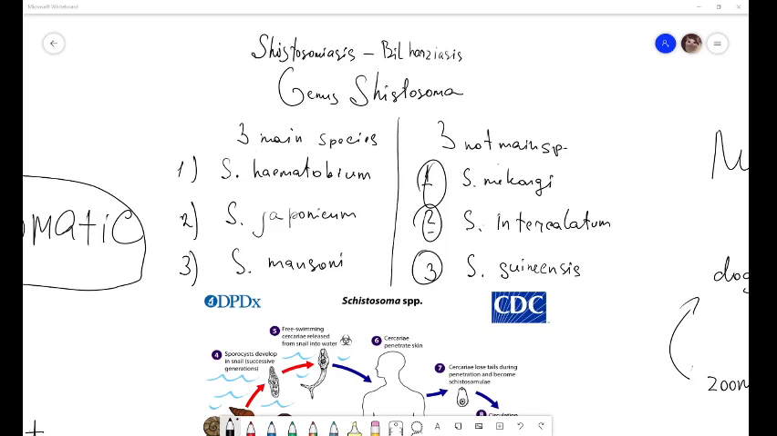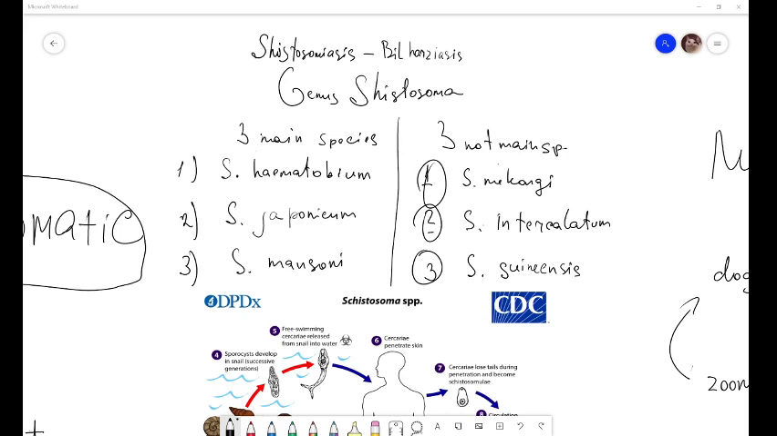Okay, and we go to learning schistosomiasis. Another name of schistosomiasis is bilharziasis. Schistosomiasis or bilharziasis is caused by some species of blood trematodes. And these blood trematodes are in genus Schistosoma.